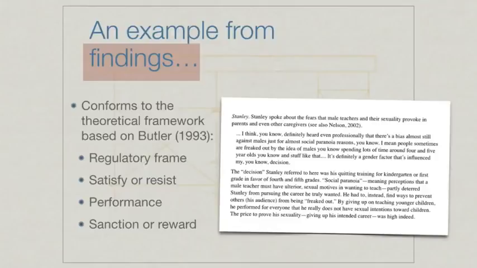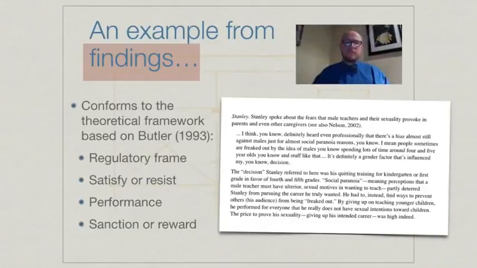There's also a performance. In this case, the performance is giving up teaching younger children. And then finally, there's a sanction or reward. And in this case, the reward was not being suspect anymore after he gave up teaching young children. So in the way that these paragraphs are constructed, you can see step by step that I've gone through Butler's framework, but also the way that I talk about these as performance and about rewards and about regulatory frames all leads back to that conceptual framework that I started with.